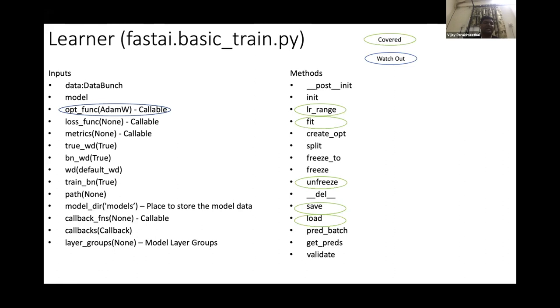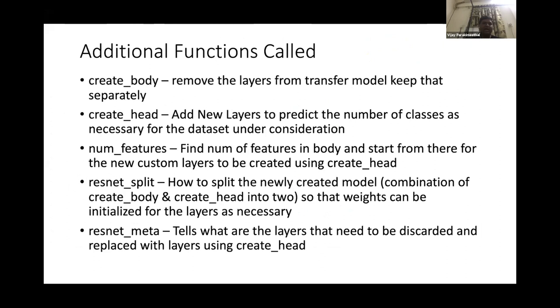Moving forward, there are additional functions that I've called out as we go ahead. One is the creation of a body. Basically, this is where we retain the architecture, which in this case is ResNet 34, without some layers. And then the head is where we create a custom layer that we stick on top of this body where we have removed the layers. These new layers are then able to fit the number of classes that we want to predict based on the dataset that we have. In the case of lesson one, that is the pets, or the various breeds of dogs and cats.